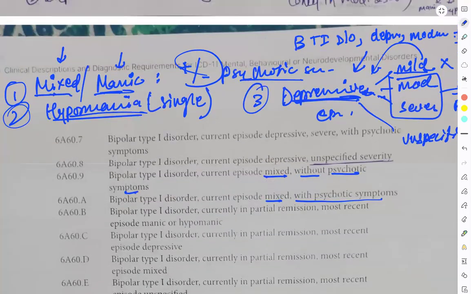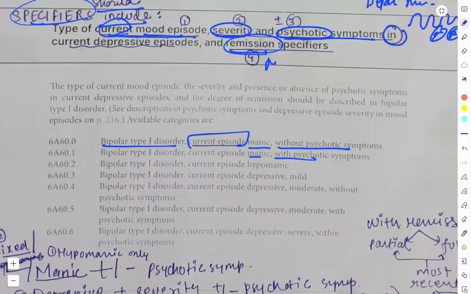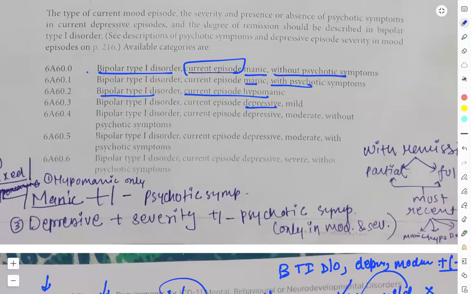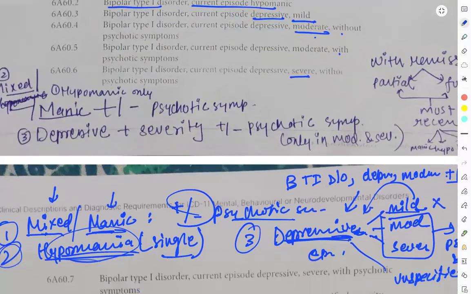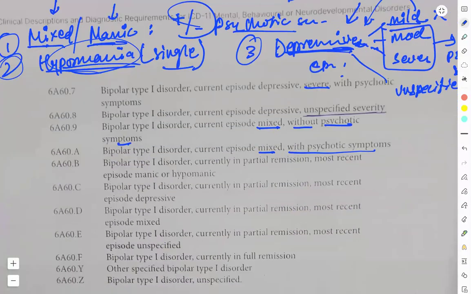All right. Now, hypomania only singly will be given. So, bipolar type 1 disorder, current episode hypomania. With depressive episodes, we discussed that it would be mild, moderate, and severe. And with moderate and severe, without and with, as subspecifiers would be given, which we can see here. All right. And unspecified severity again with the depressive episode.